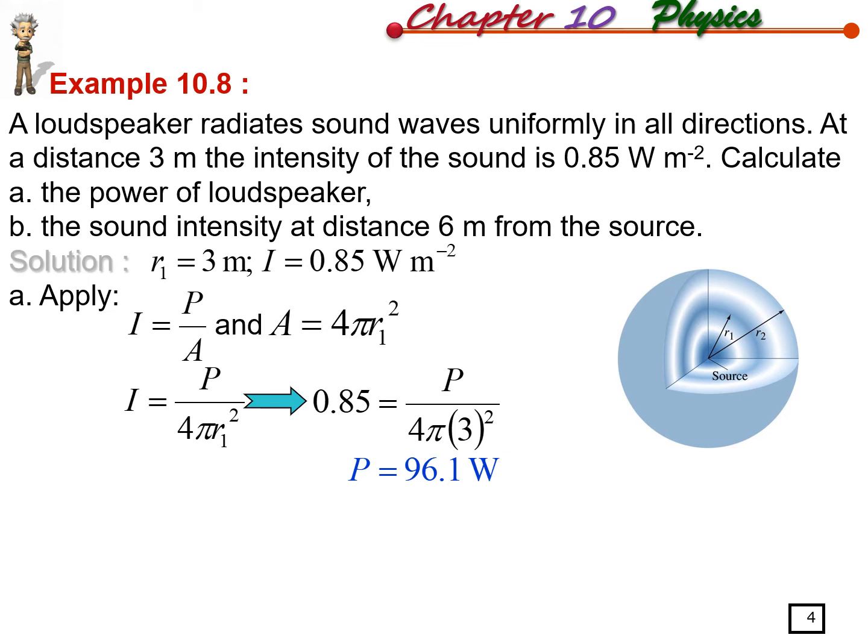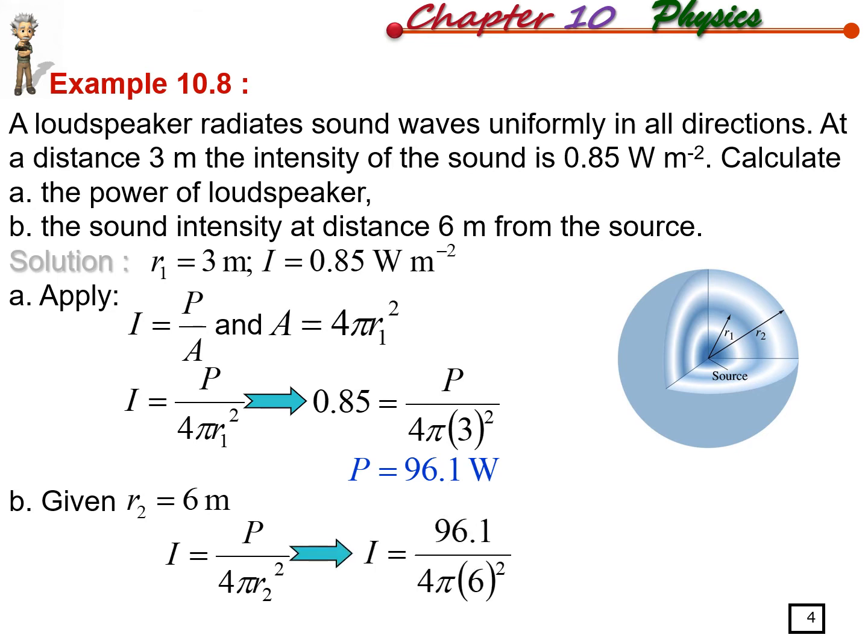Since the wave is originating from the same source, the power will remain constant, and it will affect the intensity as it moves away from the source. So now the new r will be equivalent to 6. Apply the power which you obtained in A and replace it in to determine the new intensity, which will end up with 0.2 watt per meter square.